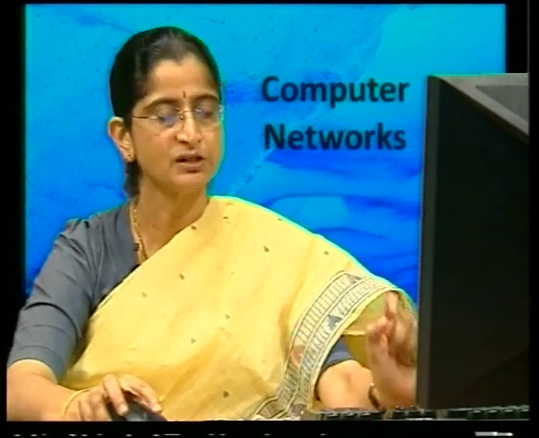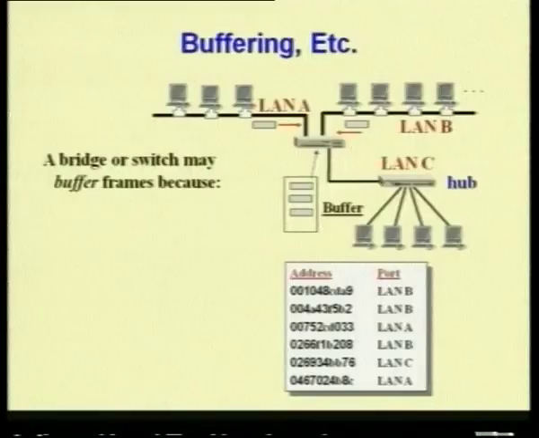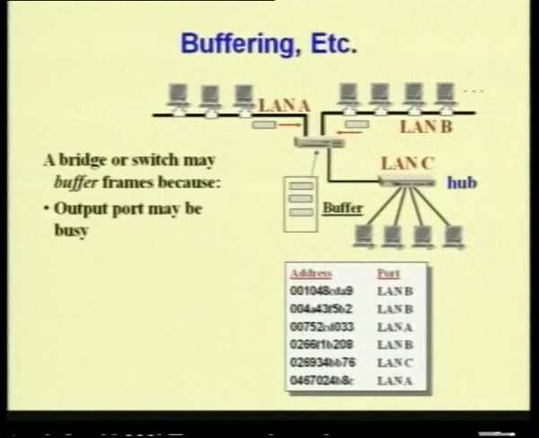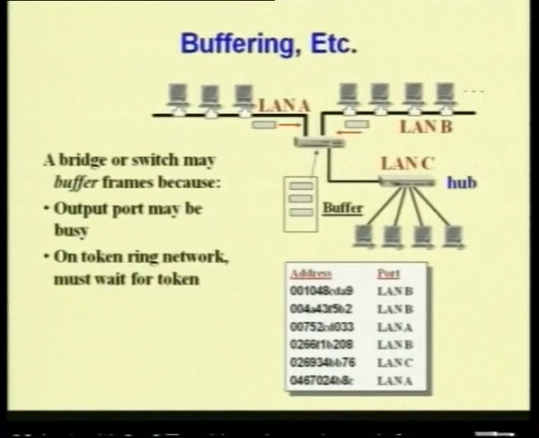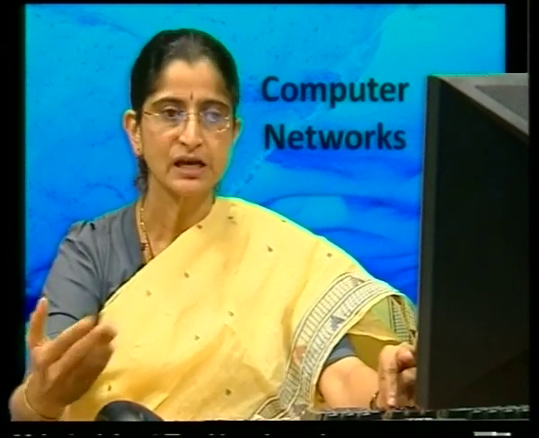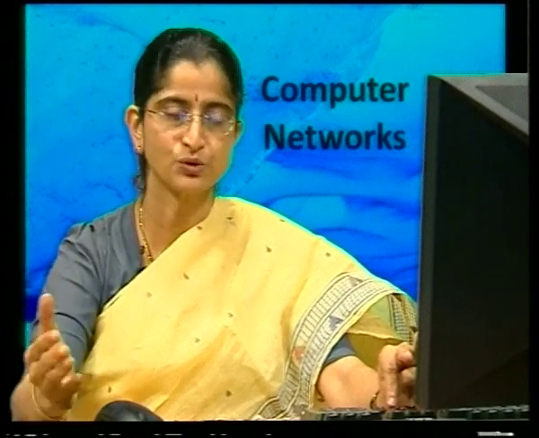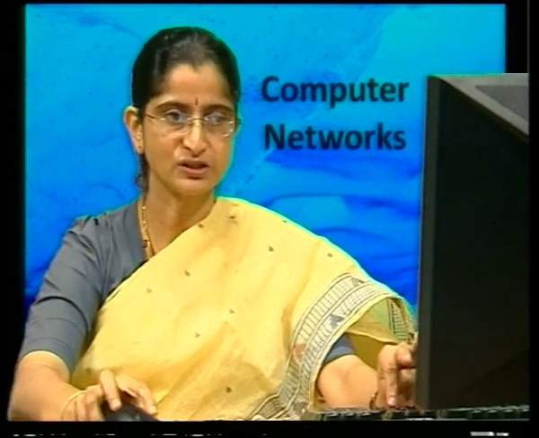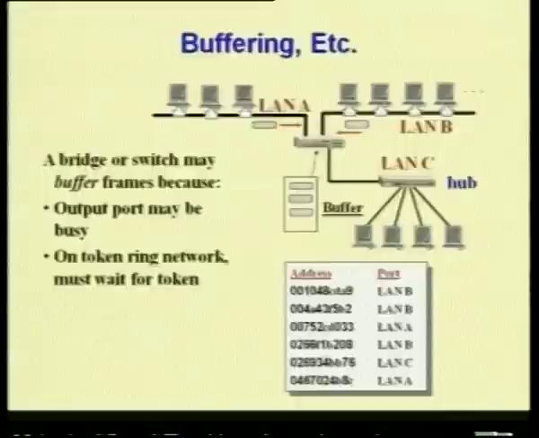Another thing we talked about is buffering. Buffering is something which allows you to do this extension. So how and why is the buffering done? A bridge or switch may buffer frames because the output port may be busy, or on a token ring network, for instance, it must wait for a token. Suppose we are using an 802.5 network on one side, which is a token ring network. You need to acquire a token before you can transmit, so until you receive the token, you will have to buffer the packets. These are two instances when buffering is required. We will look at more instances now.